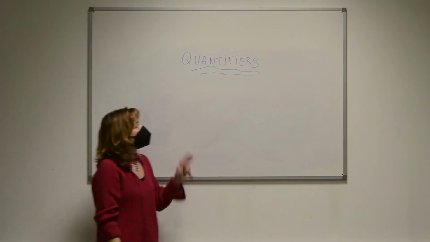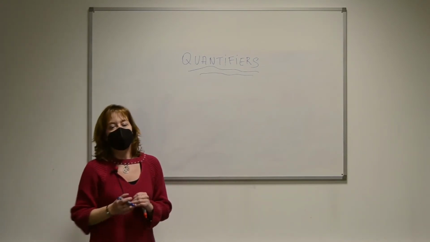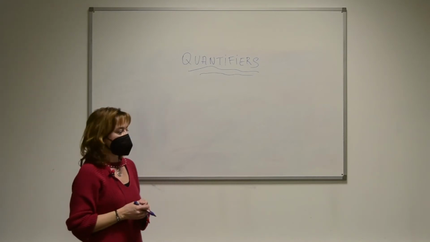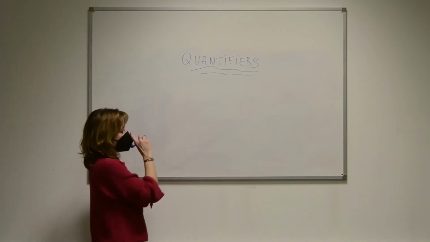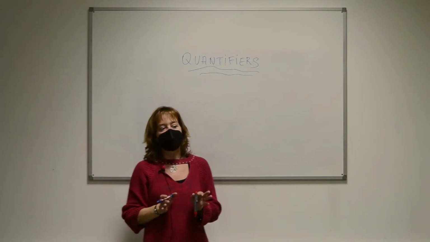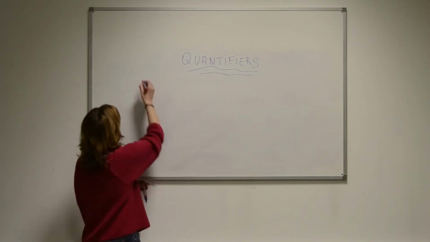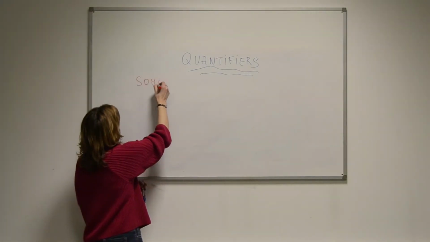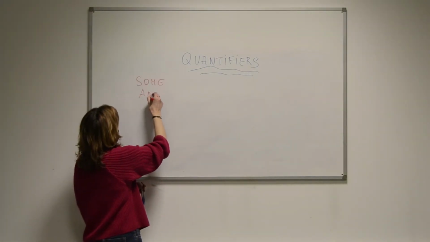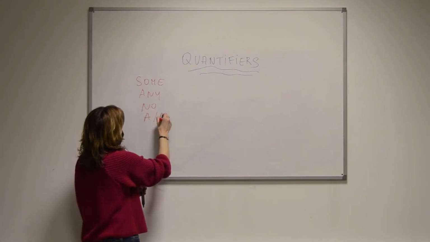Okay, now we are going to review quantifiers, how we express quantity in the English language. There exist a lot of words, but here we are going to focus the attention on some, any, and no. Here we have some, any, no, a, and an.